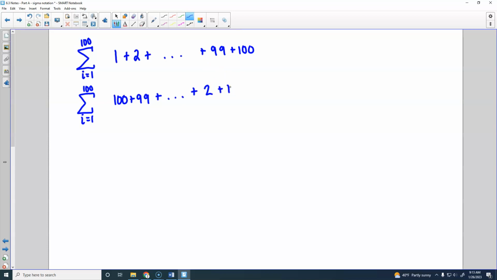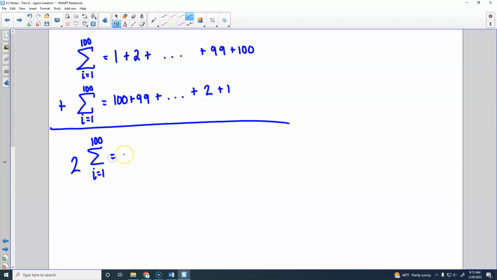Would I get the same value if I start with the highest number and work down to the lowest? It'd be the same value, right? Okay. What happens if I add these together? So if I add sum plus sum, that gives me 2 times the sum from 1 to 100. Correct? Okay.